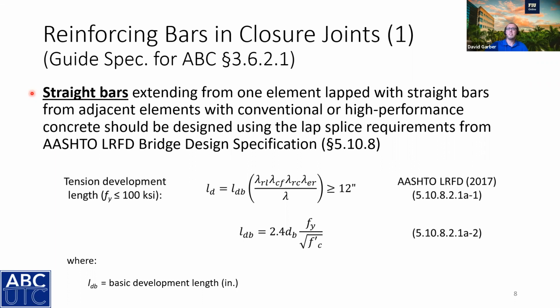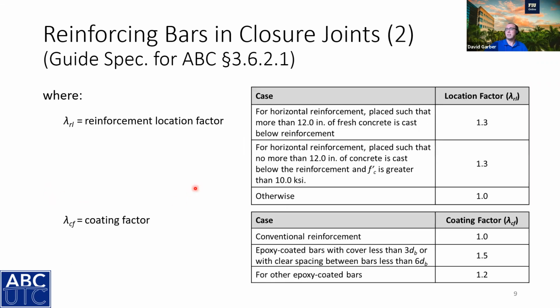I think it's up to 15 KSI normal weight and I think 10 KSI lightweight. You use the equations given in AASHTO for tension development length. So that's given here, and here are some of the lambda factors.